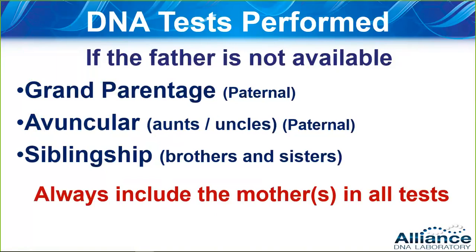We can test aunts and uncles. This is called an avuncular test. And again, it needs to be a brother or sister of the father, which would be an aunt or an uncle of the child. We can do siblingship tests where we test brothers and sisters to see if they came from the same mother or came from the same father or came from both the same mother and father. Again, always include the mothers, especially in relationship tests. You'll find that that will always improve the results.